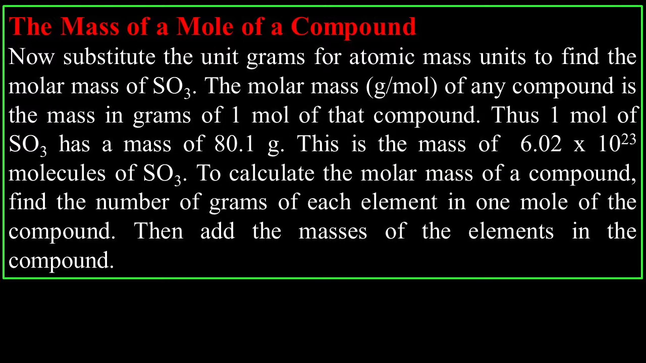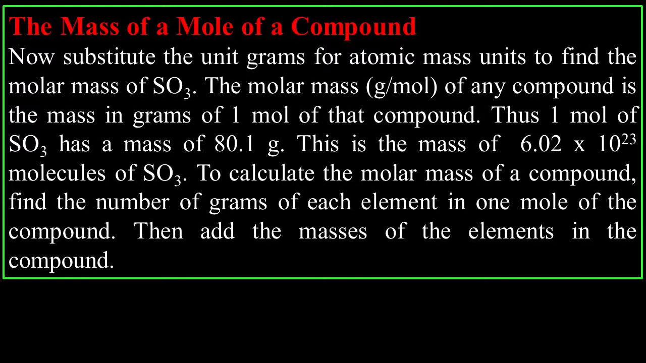Now substitute the unit grams for atomic mass units to find the molar mass of sulfur trioxide. The molar mass, grams per mole, of any compound is the mass in grams of 1 mole of that compound. Thus, 1 mole of SO3 has a mass of 80.1 grams. This is the mass of 6.02 times 10 to the 23rd molecules of SO3.